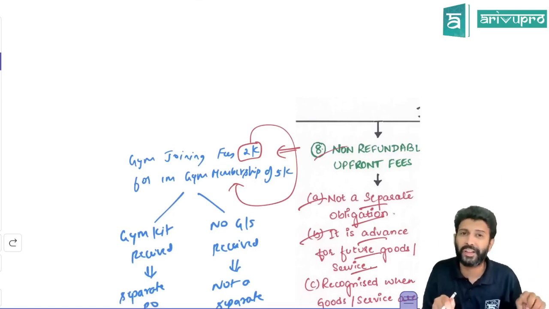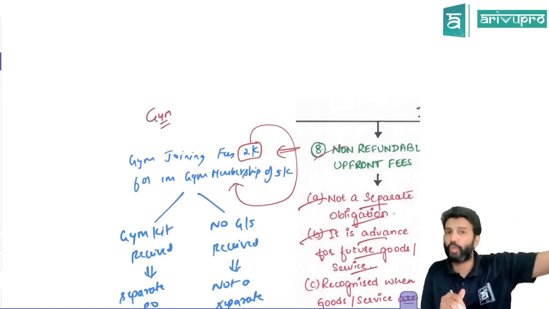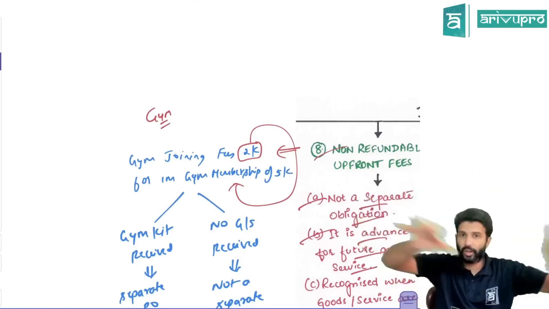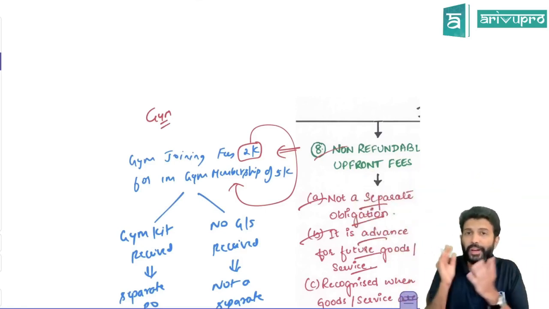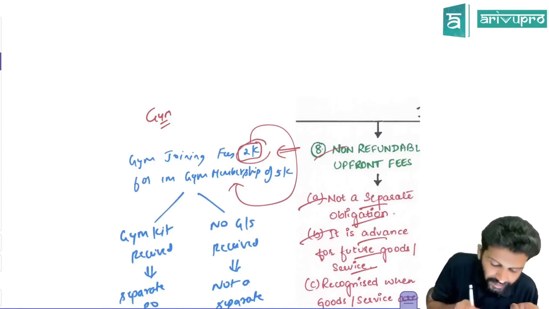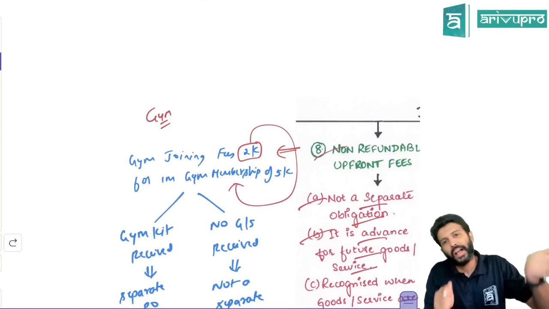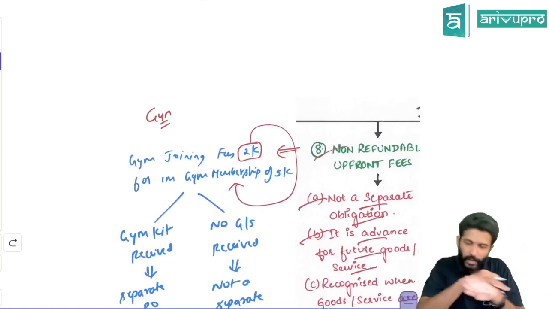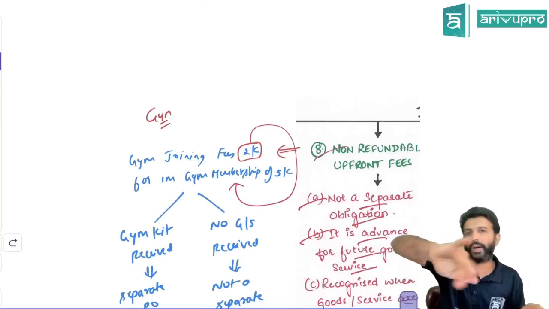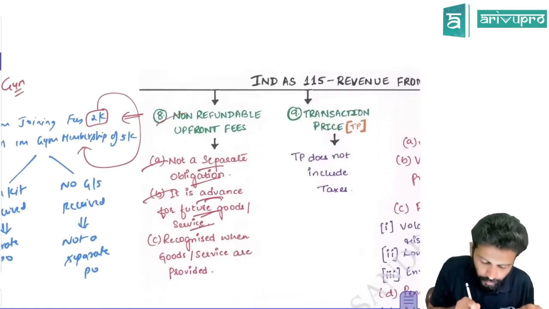the performance obligation is satisfied. From the gym's perspective, the performance obligation is satisfied only when the 1 month is over and the customer utilizes the gym facilities. The utilization will happen after 1 month. So the gym will treat this as an advance. Though they have received it today, they will treat it as an advance. After 1 month, when the membership is over, they transfer it from the advance account to the revenue account. So it represents advance for future goods or service.